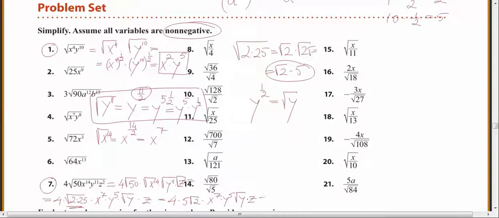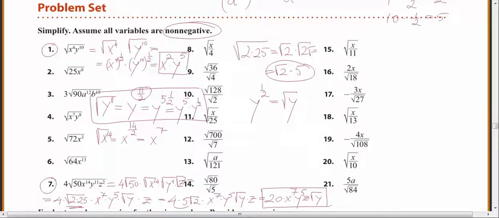And now I will rearrange everything. First thing, the numbers and variables with no square root: 4 times 5 is 20, times x to the 7th times y to the 5th times z times the square root of y. And we are done. Make sense?